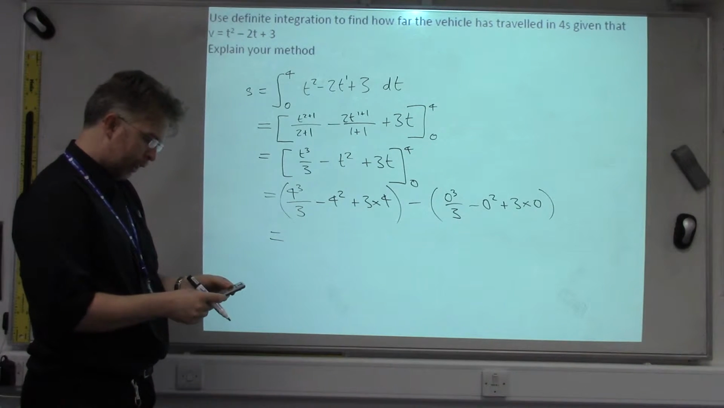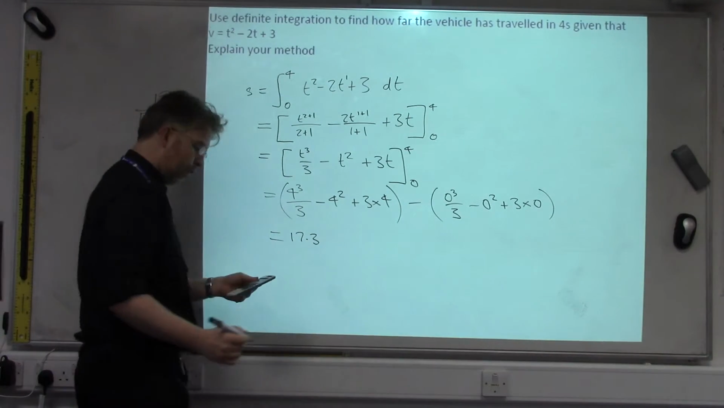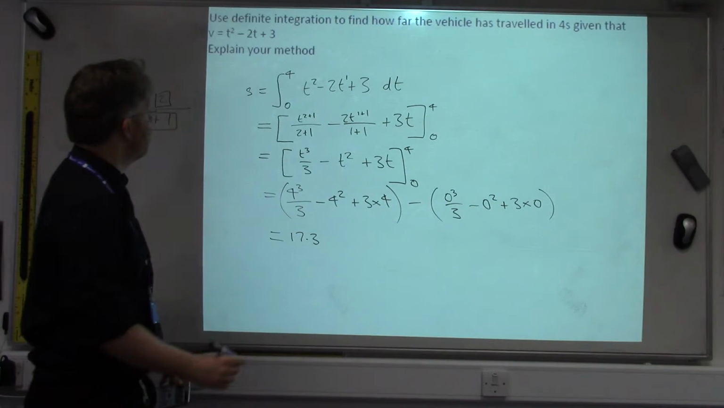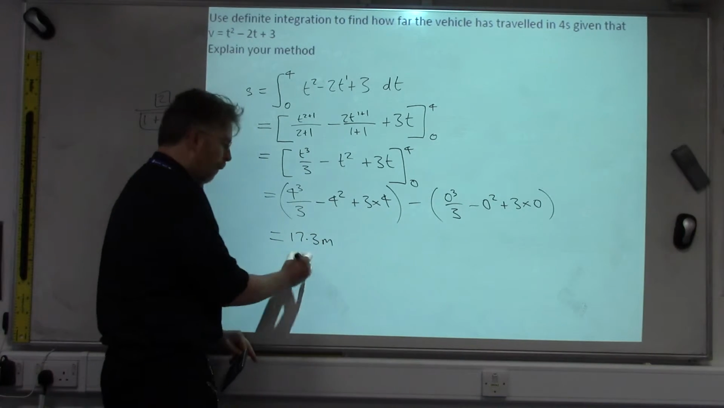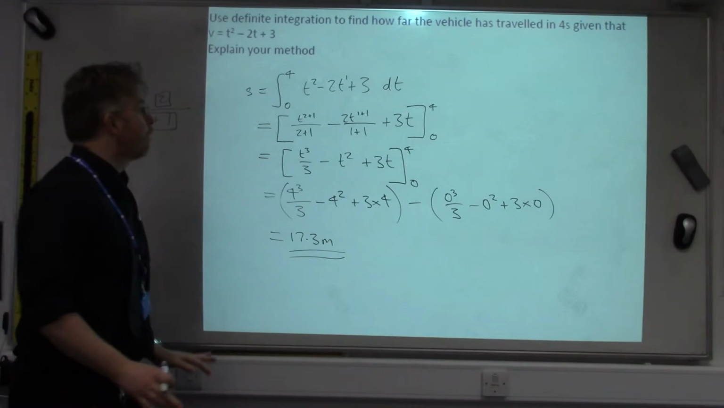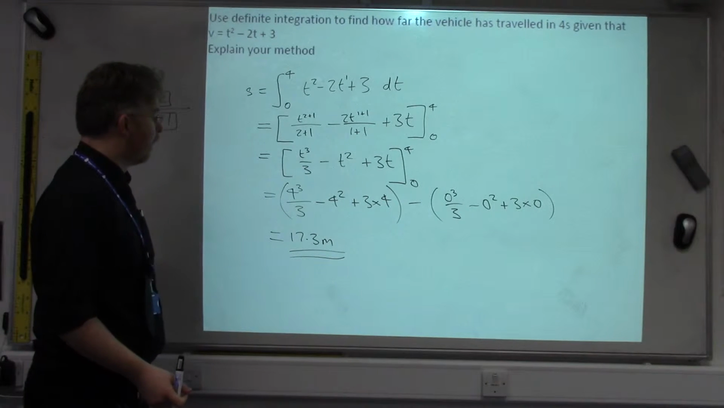And we get an answer of 17.3 to 3 significant figures. We're finding distance in meters, so the answer is 17.3 meters. So this is the minimum you'll need to be able to do a pass. Obviously you'll have a different function for the real assignment.